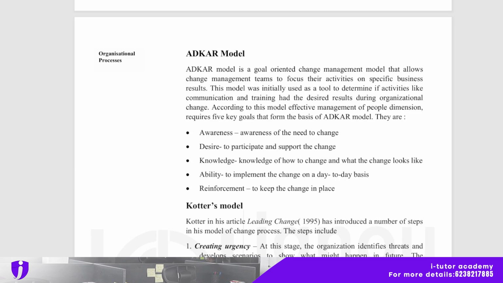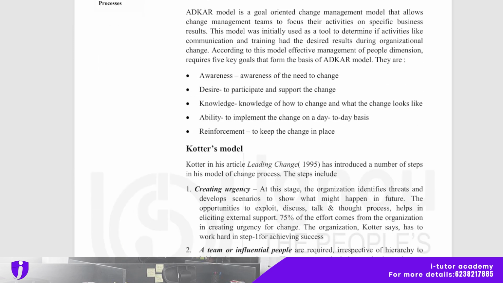According to this model, effective management of the people dimension requires five key goals that form the basis of the ADKAR model. They are, first of all, awareness of the need to change, and next is desire to participate and support the change, and knowledge of how to change and what the change looks like, ability to implement the change on a day-to-day basis, and reinforcement to keep the change in place.